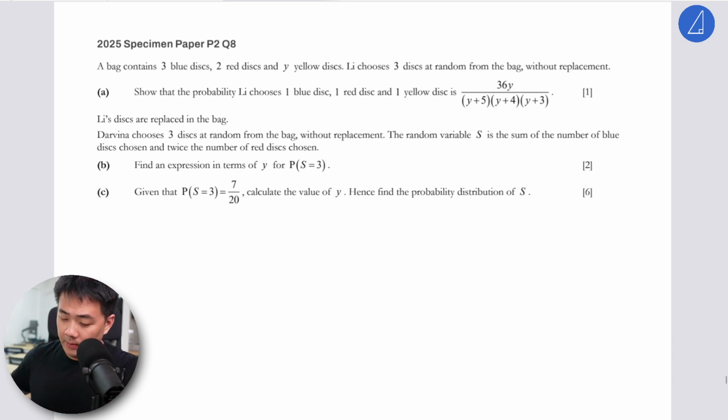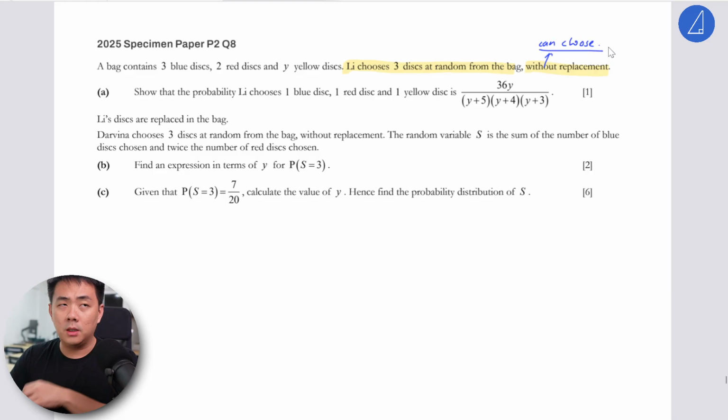So this one is a bag contains 3 blue discs, 2 red discs and 1 yellow disc. Lee chooses 3 discs at random from the bag without replacement. Without replacement means you can use choose. You cannot use binomial distribution because the number of discs in the bag diminishes.